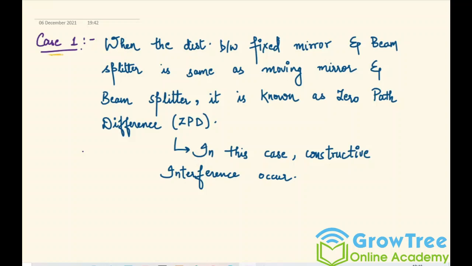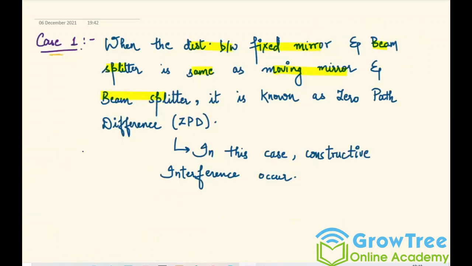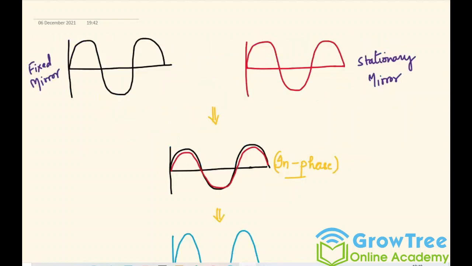Case 1 is when the distance between the fixed mirror and beam splitter is the same as between the moving mirror and beam splitter. That means, let's say the distance between the beam splitter and moving mirror is x, and the distance between the beam splitter and fixed mirror is also x. So in this case, zero path difference is followed. In short, we call it ZPD. And in this case, there is occurrence of constructive interference. Let's understand this case with an illustration.